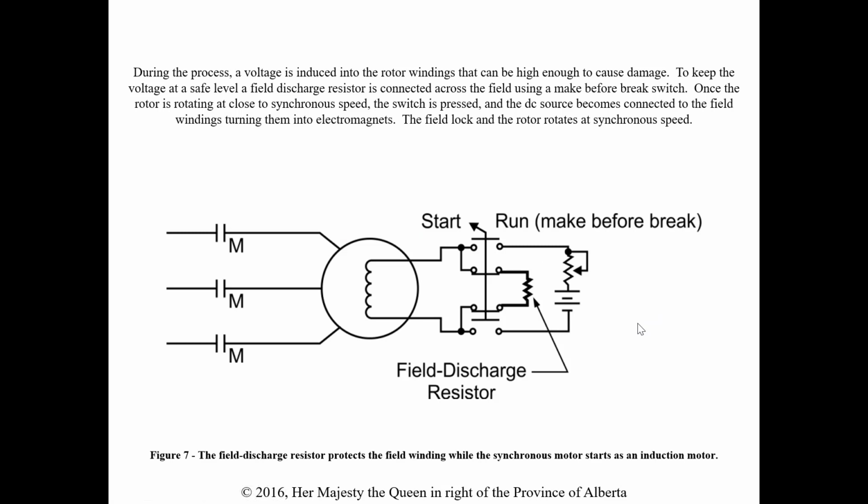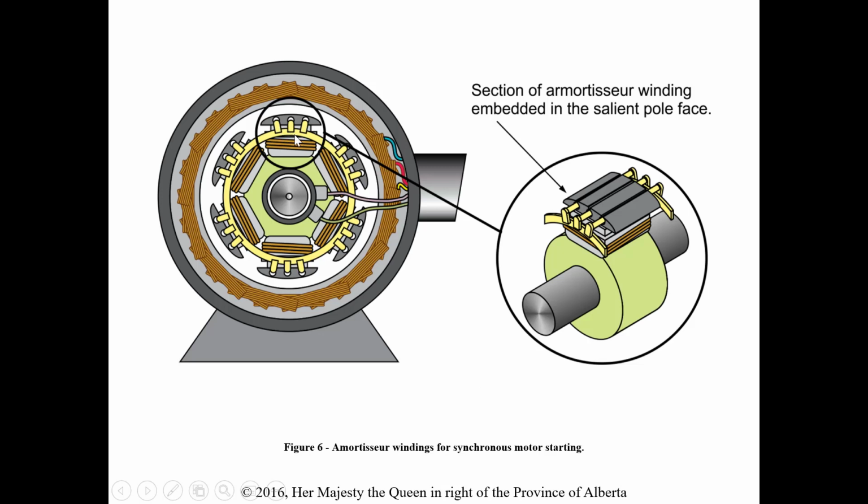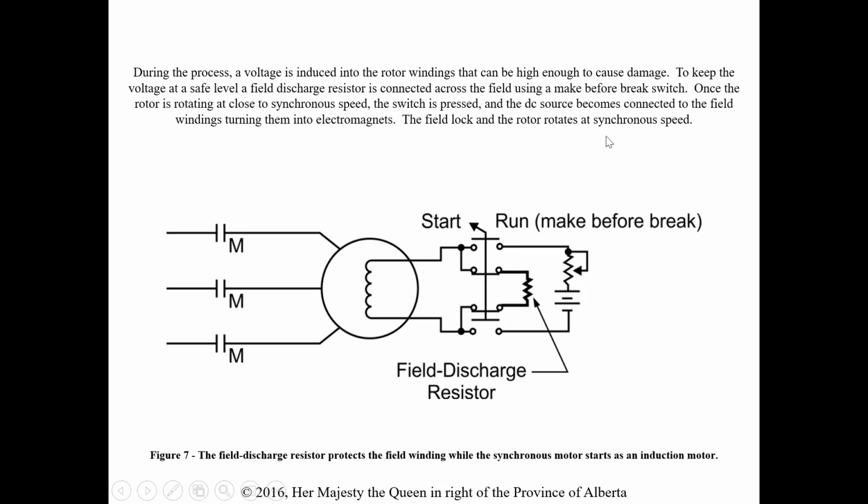Now, during the process, voltage is induced into the rotor windings. We want a voltage induced into these damper windings, but there are also windings here on the field, and they're going to get voltage induced into them, which is not necessarily something we want. They can cause damage in the windings. So to keep the voltage at a safe level, we put a field discharge resistor connected in parallel with the field, using a make before break switch.